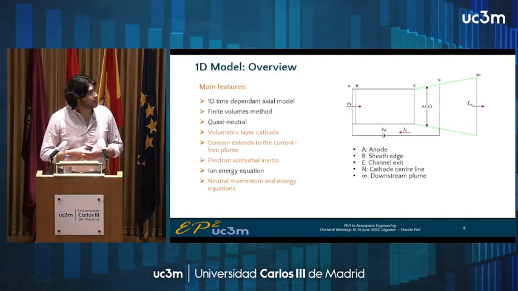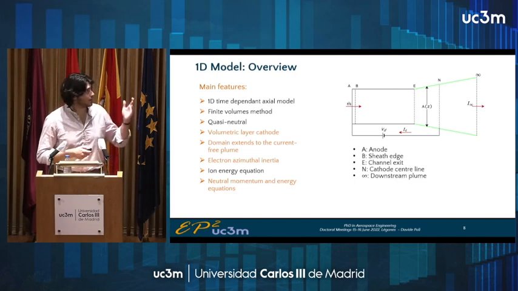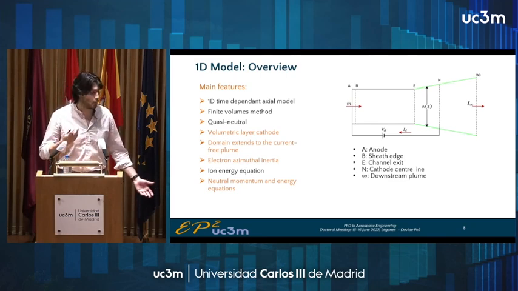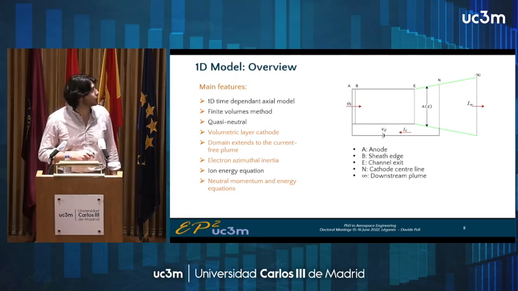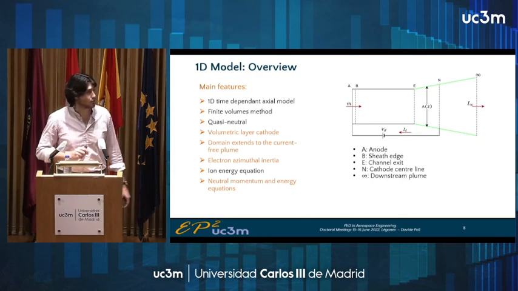Going to more technical details, the one-dimensional model, here you can see an overview. On the right, you can see a schematic of the computational domain. It is a one-dimensional time-dependent model with some novelties with respect to the literature that have never been introduced in this kind of codes, such as a volumetric layer cathode, which allows to extend the domain up to the diverging current-free plume, and the introduction of electrons azimuthal inertia, which has important effect close to the anode especially, and some close to the cathode.